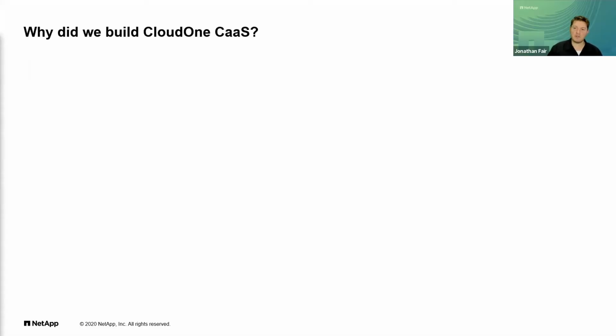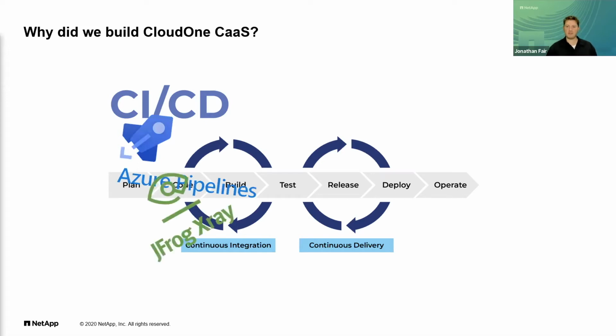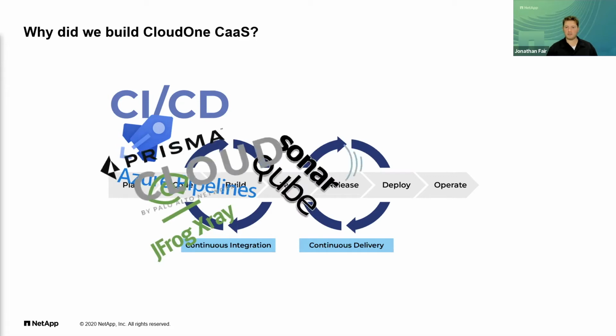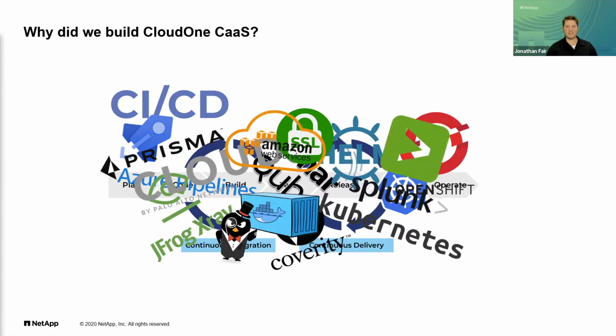So why did we build this? In the past, developers are responsible for developing their application. They're usually not familiar with Kubernetes and security and everything else that may be involved. So they would normally need to start with a CI/CD pipeline. They'd need to learn and work with Azure pipelines and several security integrations such as JFrog X-Ray, SonarQube, Prisma Cloud, Coverity, Docker, Helm. You get the point. The list is pretty long, everything they would need to learn.